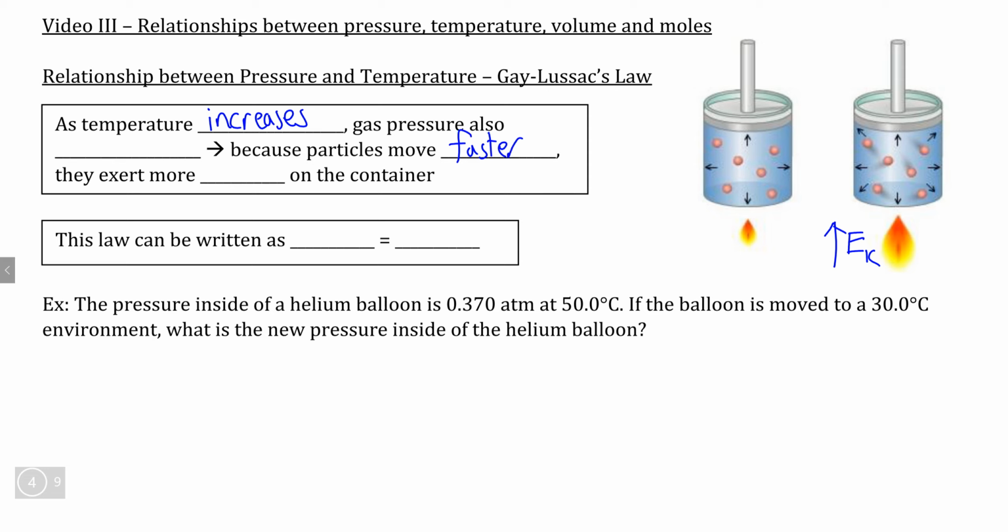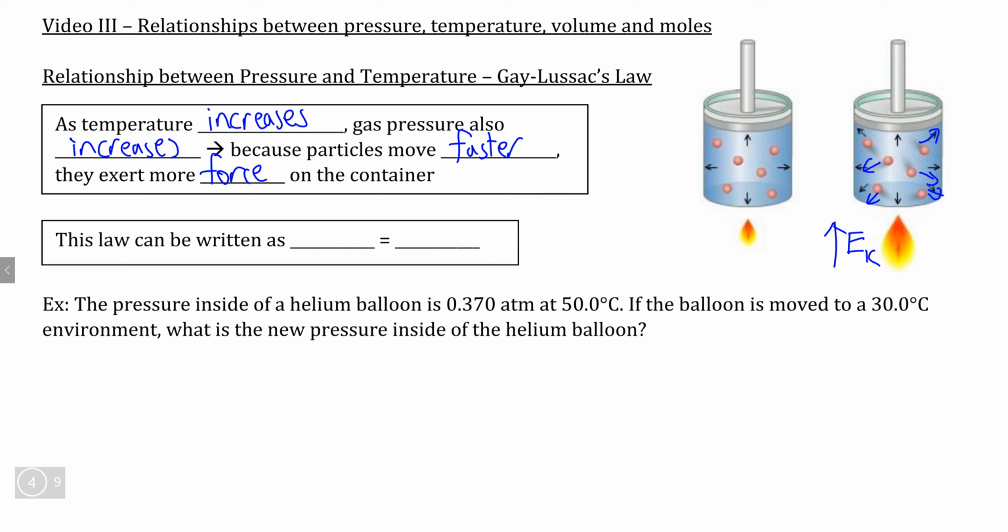Now, because the gas particles are moving faster, they're going to be hitting the sides of the container in which they are trapped with more force, because force is equal to mass times acceleration, and if the gas particles are being accelerated faster because of having a higher temperature, they're going to be pressing on the sides of the container even more, and therefore the pressure of the gas is going to also increase as temperature increases.